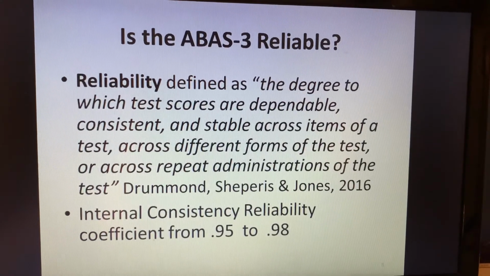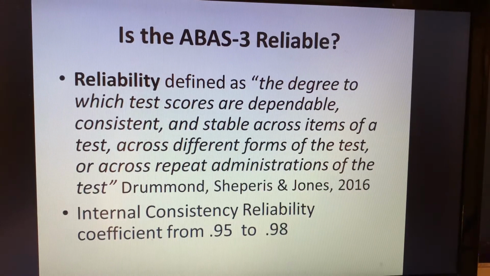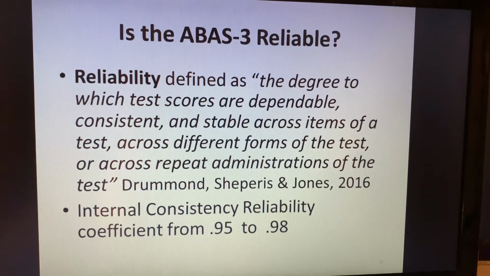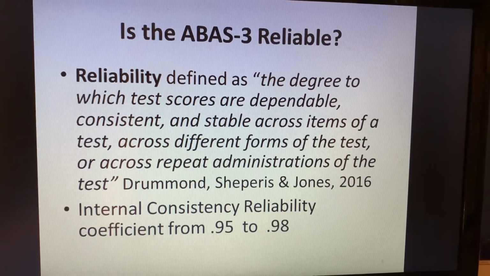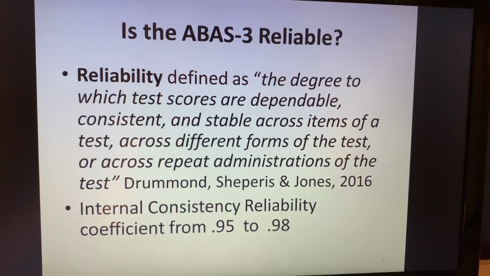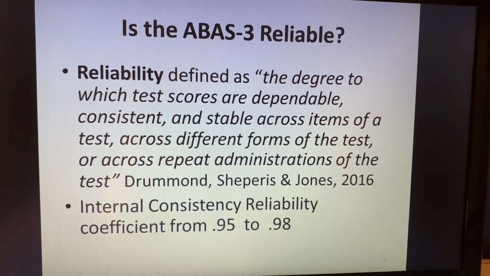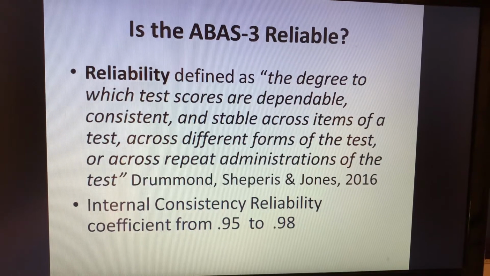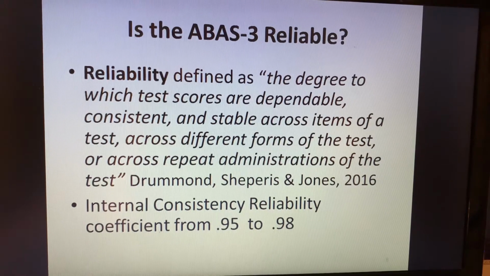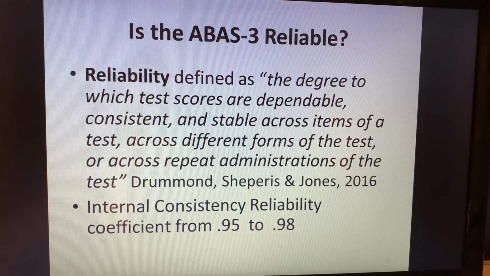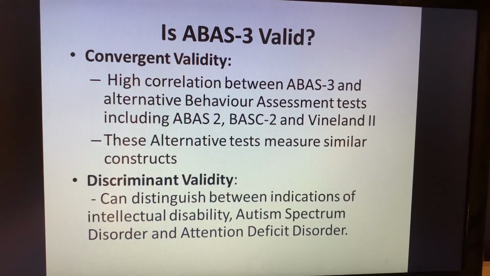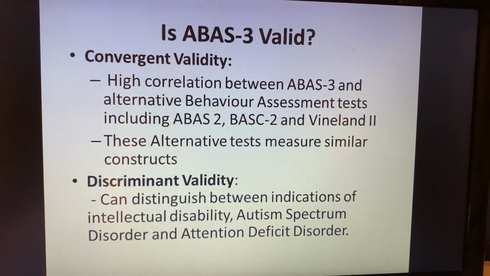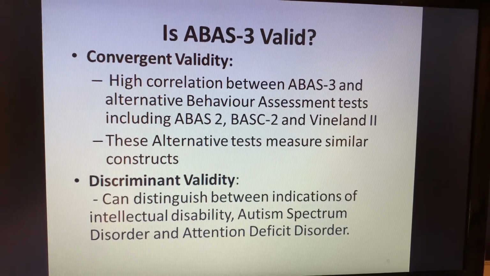And so we have to go into the reliability and the validity of the test to see if it is something that you want to use for a particular situation. So reliability is defined as the degree to which test scores are dependable, consistent and stable across items of a test, across different forms of the test, or across repeat administrations of the test, according to our textbook. For this particular ABAS-3, the internal consistency reliability coefficient is 0.95 to 0.98, depending on the different domains we're considering. Given that the reliability coefficient ideally would be 1, that comes very close. So it shows a very high degree of reliability within the ABAS-3, and these results will be able to determine what intervention plan would be best for their particular need.